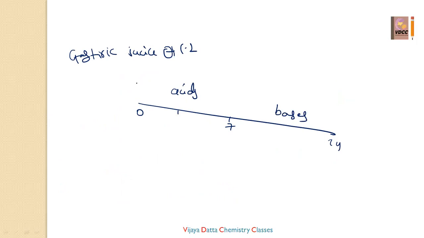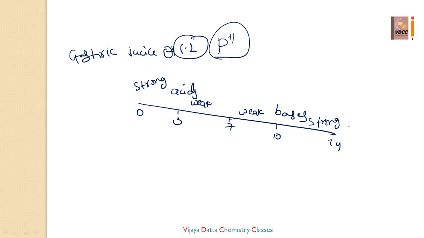0 to 3, strong acids. 3 to 7, weak acids. 7 to 10, weak bases. 10 to 14, strong bases. This is called the pH scale. When the concentration of H plus or OH minus gives a pH between 0 to 3, that is a very strong acid. Gastric juice pH value is 1.2, very strong. See here, exactly 7, that is from 6.45 to 7, will be the water's pH value. The pH value of water is 7 because water is neutral.